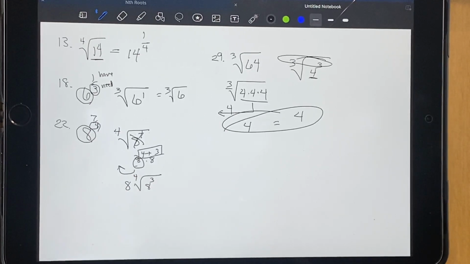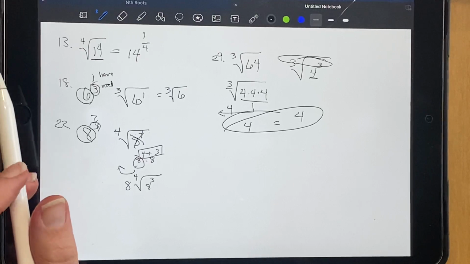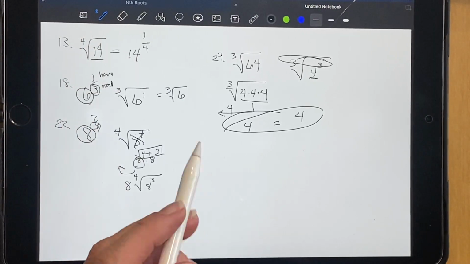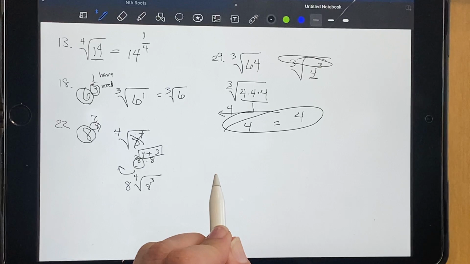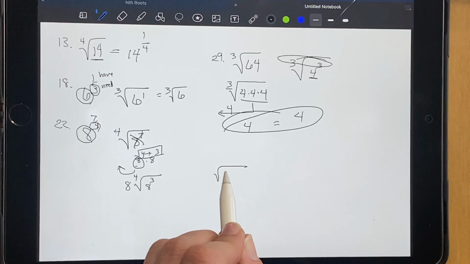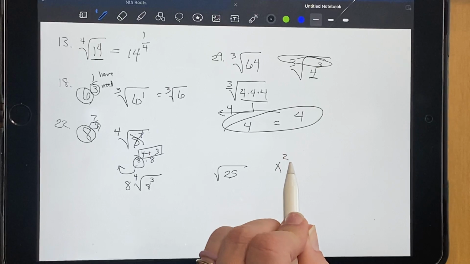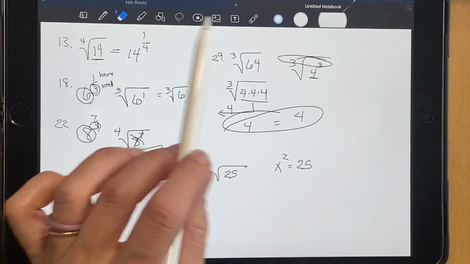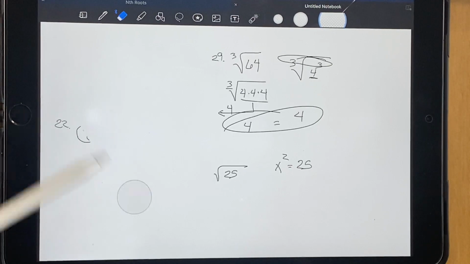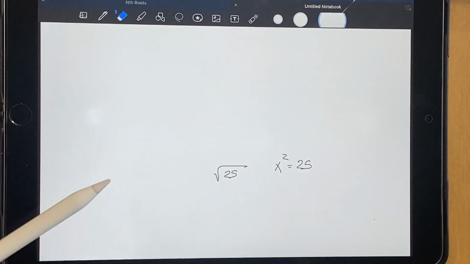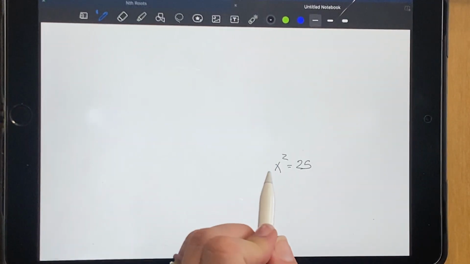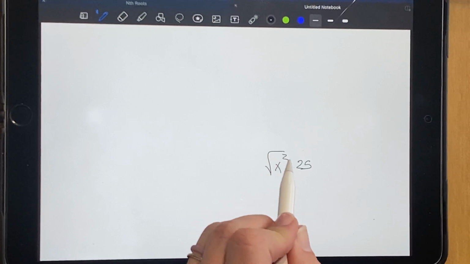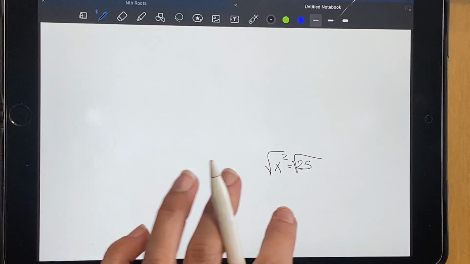Now, one of the things that's important to think about with our addition and subtraction with our roots, let's go back to taking a square root. When we were taking the square root of 25, and we had x squared equals 25. So back in our quadratics, I think chapter 5, where we were learning all about quadratics, we had x squared equals 25. We learned that to solve this, we just take the square root of both sides. What you do to one side, you do to the other side.